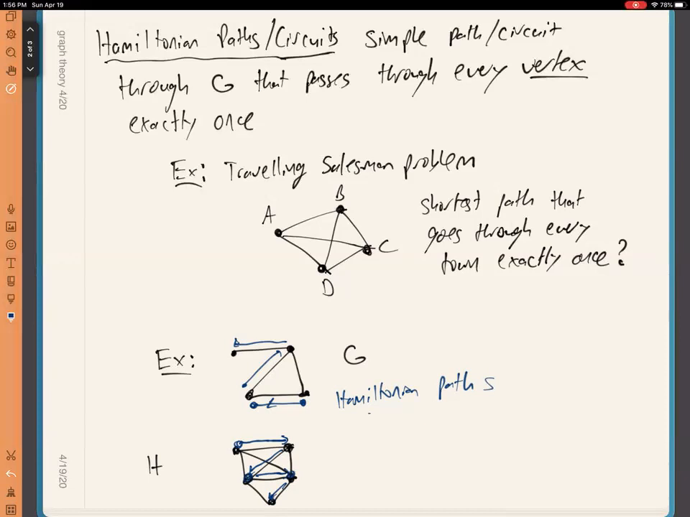And notice that we don't have to hit every single edge, right? Because in each example that I did here, we did not cross through every edge. So these are not Euler paths. It's possible to have a Hamiltonian path that misses a lot of edges and therefore is not an Euler path.